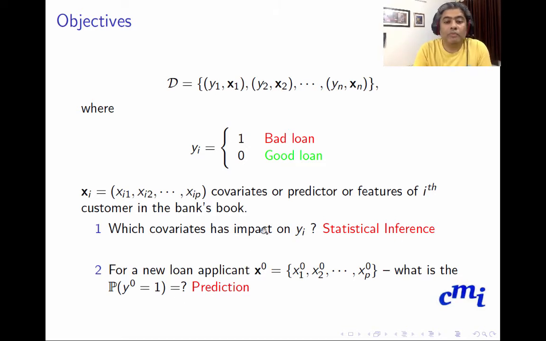So there are two problems. One is the statistical inference problem, which tries to tell which predictor has an impact on the loan outcome, and the second problem is more direct, the prediction problem. I just want to predict for a new customer what the outcome will be. I want to predict with a certain probability.